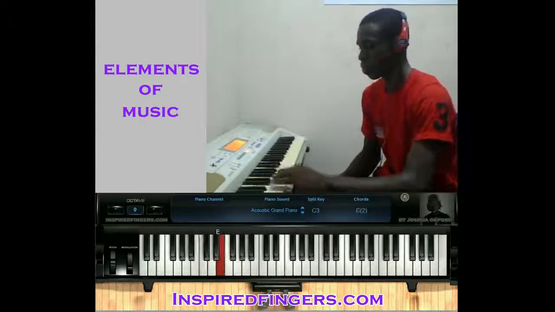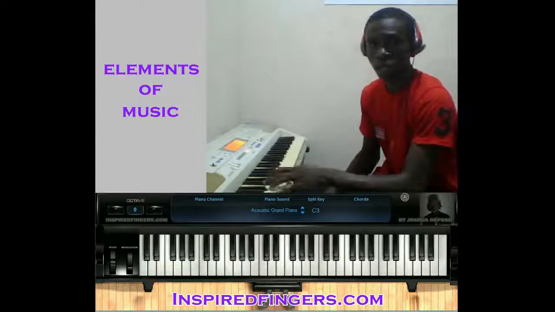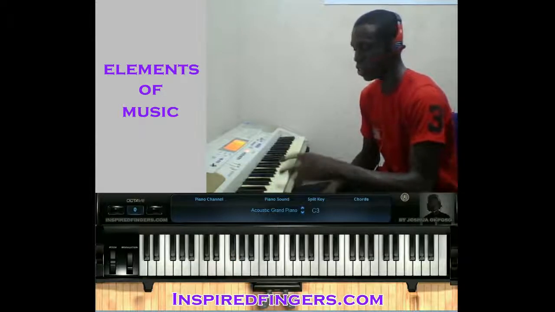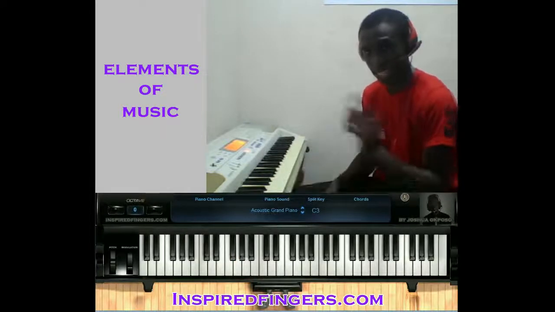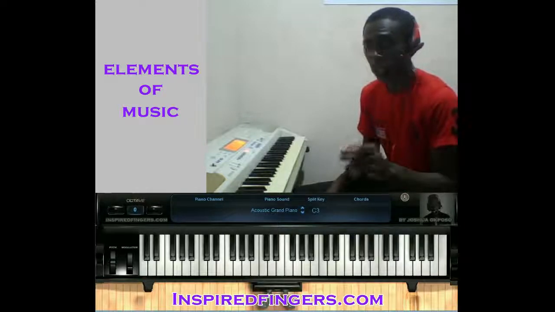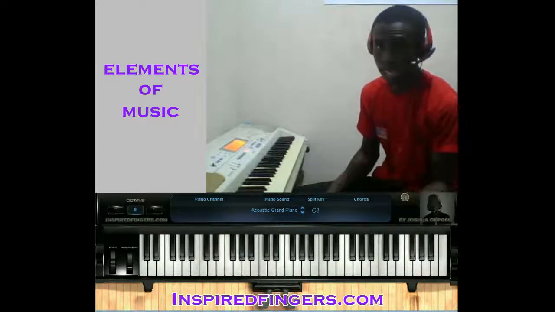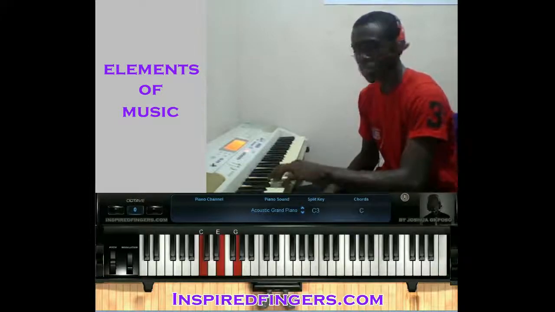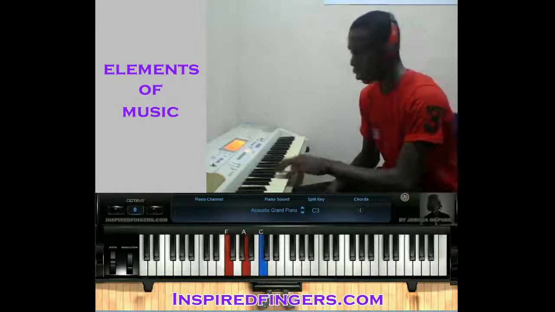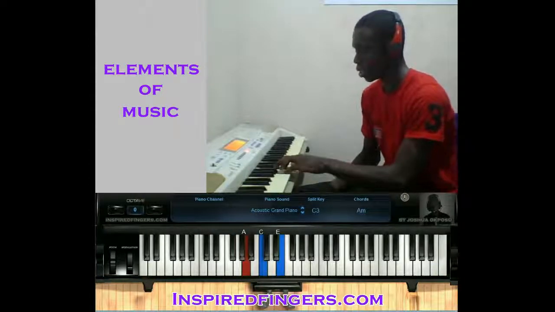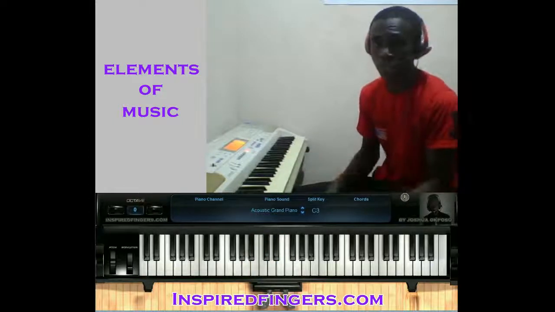Okay, if you pick each from this and they're actually notes, then I said that notes come together to form chords. And I said chords are like words in our English language, right? So now these chords are what we call harmony in music.